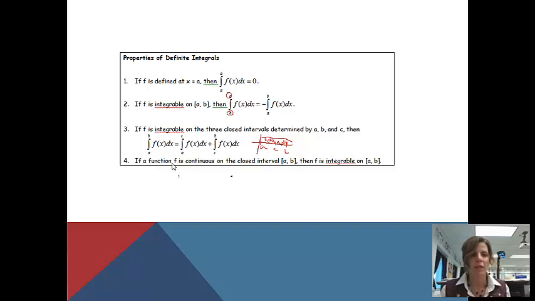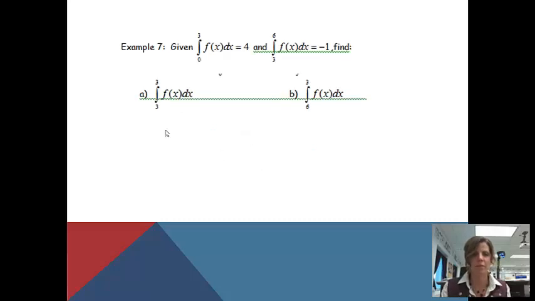And then the last one: if f of x is continuous, then it is integrable. So this one, we don't worry about sharp turns or anything like that. As long as the function is continuous, you can take the integral. So let's go ahead and use these properties.